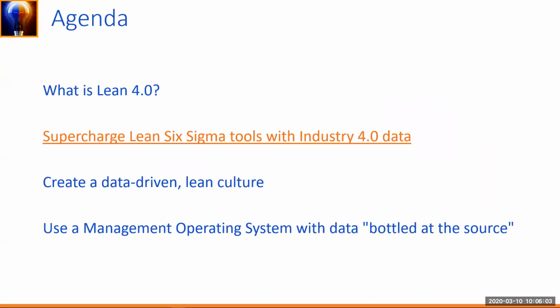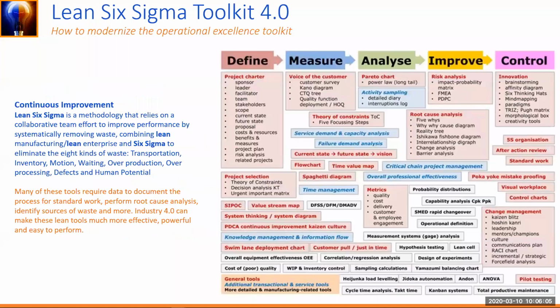First of all, let's look at the lean tools. If we look at the lean toolkit, I've picked a graphic here that just lays it out in the form of DMAIC, but it really covers both lean and Six Sigma here. And there are a ton of different tools in that toolkit.